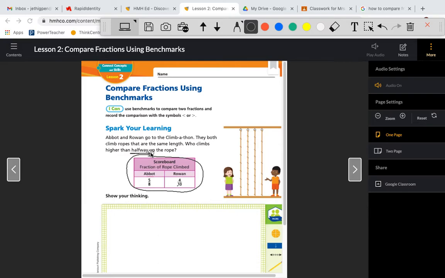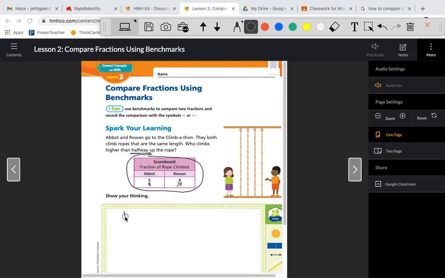Now, just because you may not be familiar with the word benchmark and how we're going to use it today, let's talk for a second about the definition of benchmark. A benchmark is a known size or amount that helps you understand a different size or amount. Some common benchmarks that you might hear us use in this lesson are 0, 1/2, 1, and 1 1/2. So for this activity, we have to compare these two fractions to the halfway point. To show our thinking, we're going to create visual models to compare these two fractions to the half.